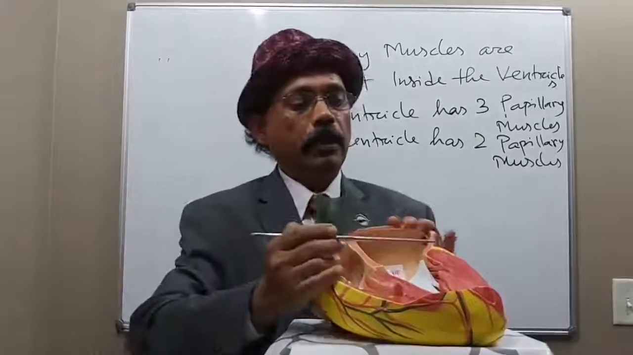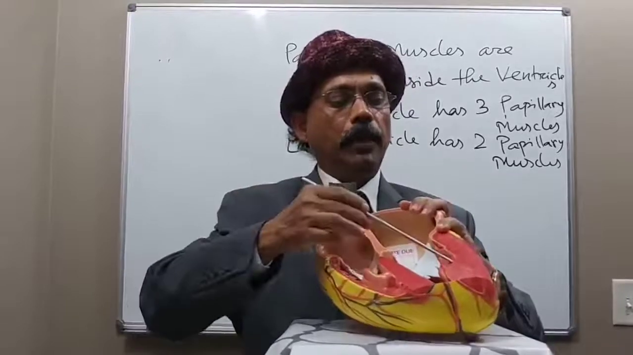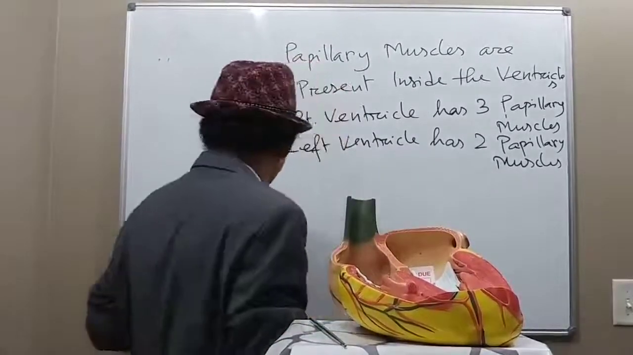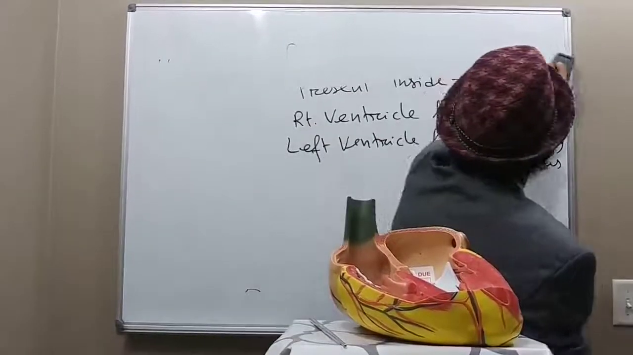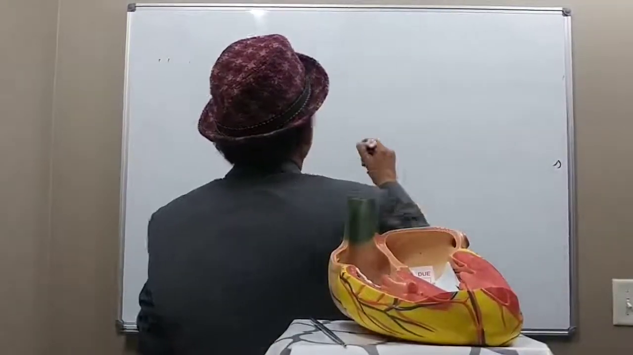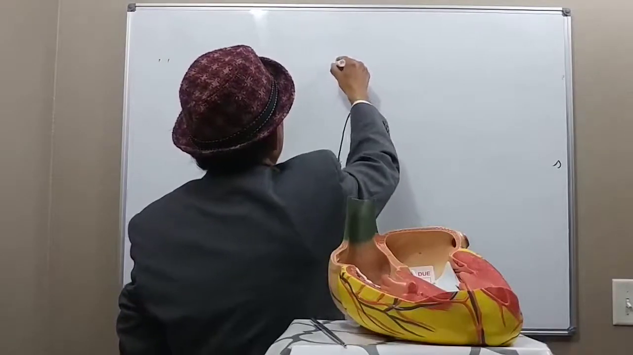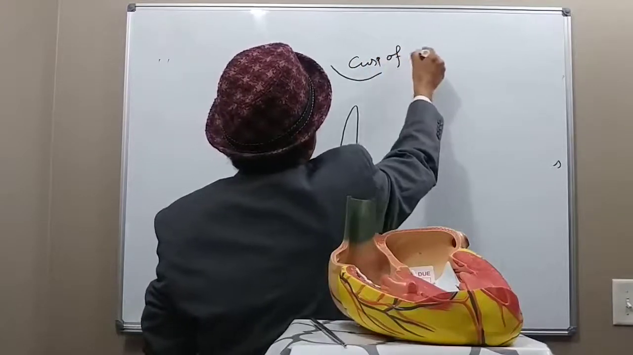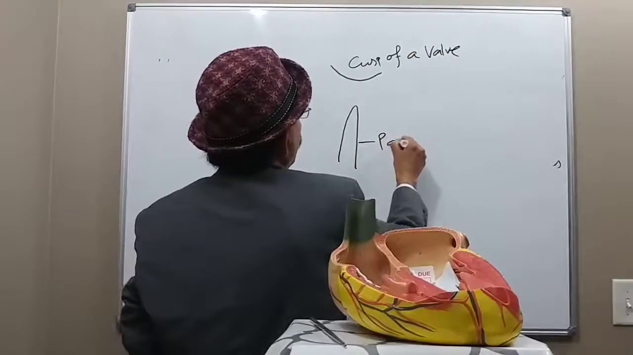These are the papillary muscles. Papillary muscle is important. These contain cardiac muscle, and from the papillary muscle we get the chordae tendineae. So suppose this is a papillary muscle and this is the cusp of a valve of the heart.